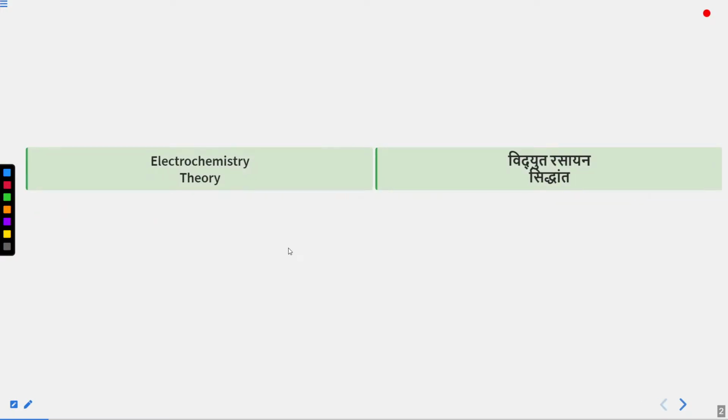So, we have started the electrochemistry part. In the last class, we covered the conduction part. Now, today we will move to the next part of this chapter.